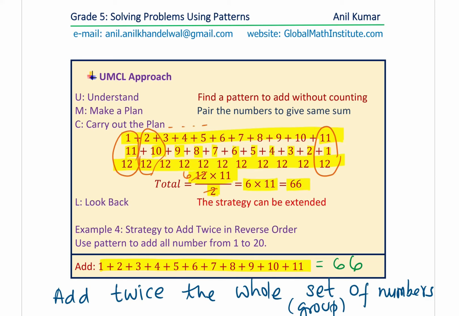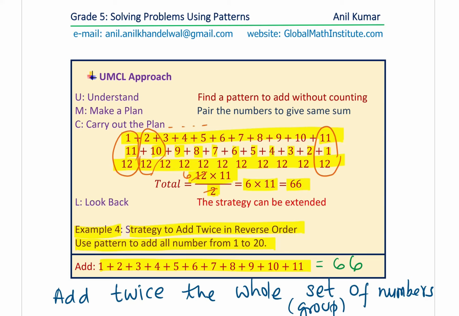So we have a strategy, and this can be extended to any group of series like this. Here is a working example for you. Strategy to add twice in reverse order. That is what we did. And now use the pattern to add numbers from 1 to 20. So that is what you need to do. Once you do that, post your answers.